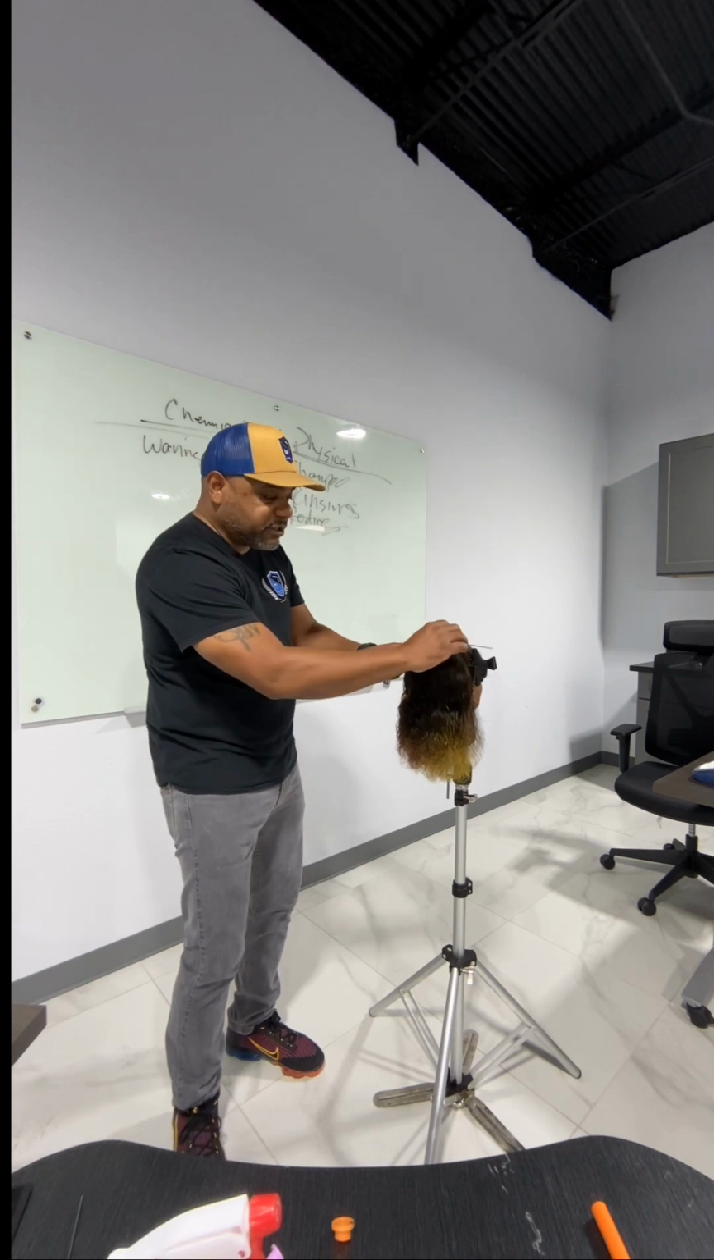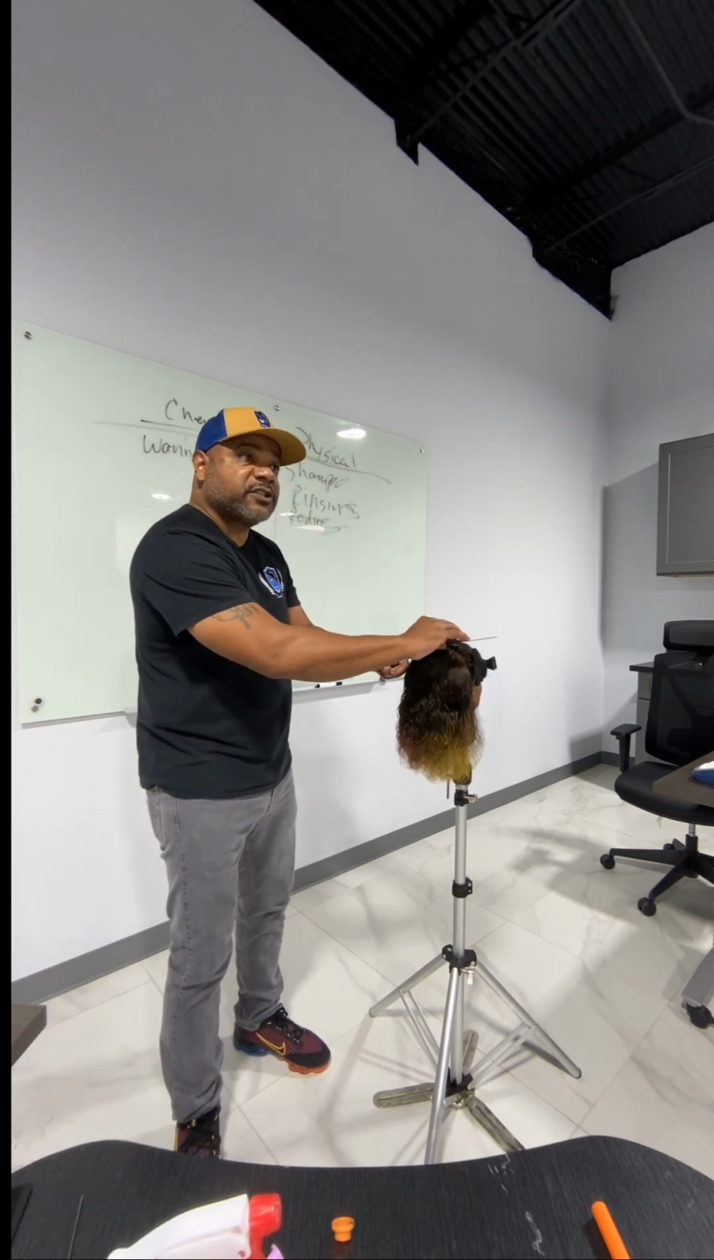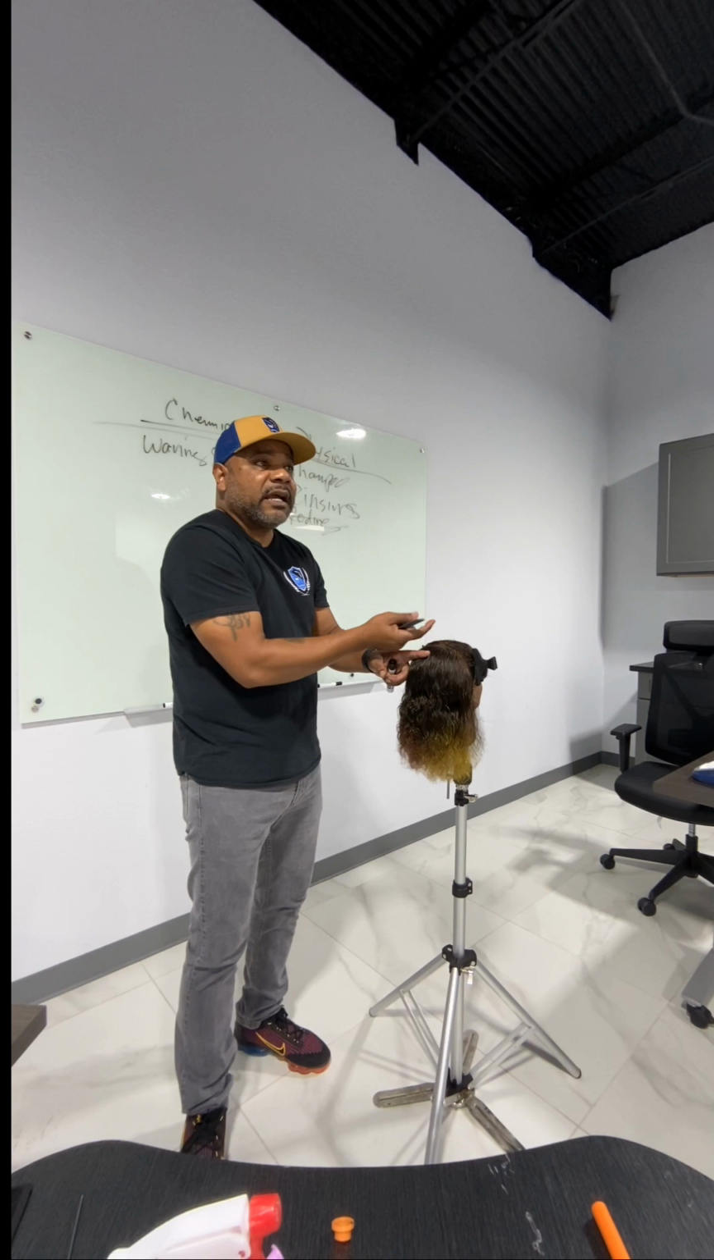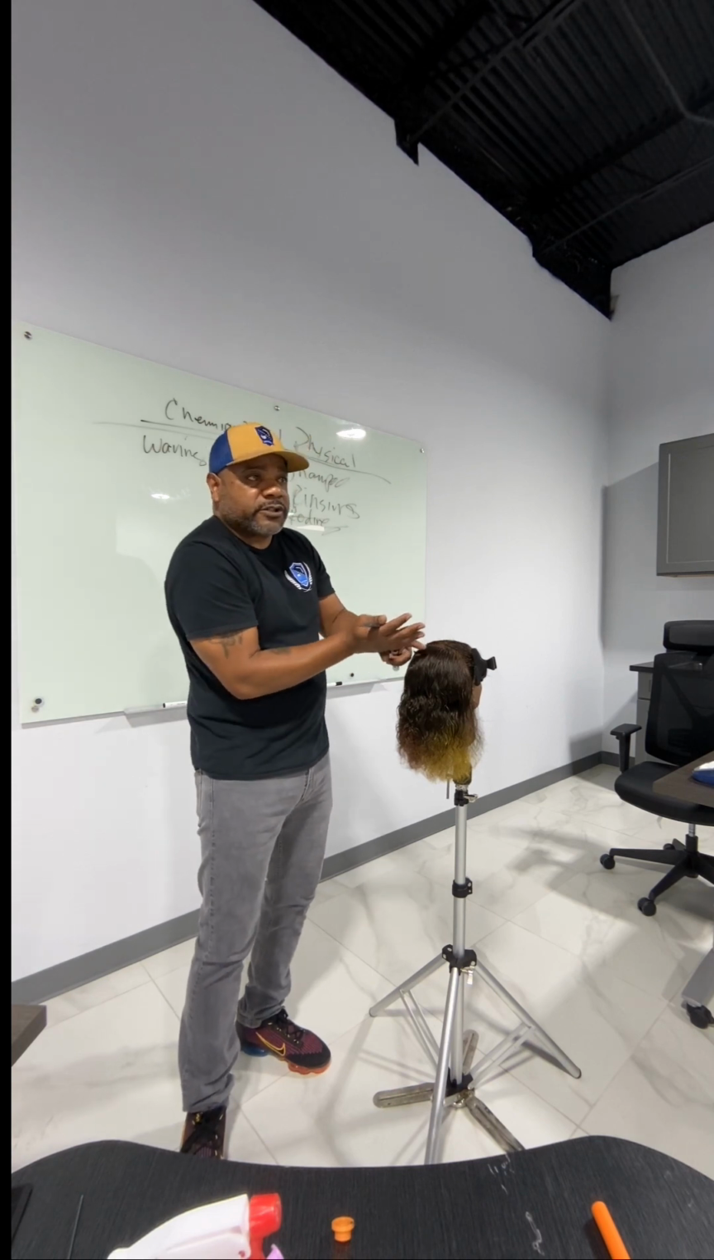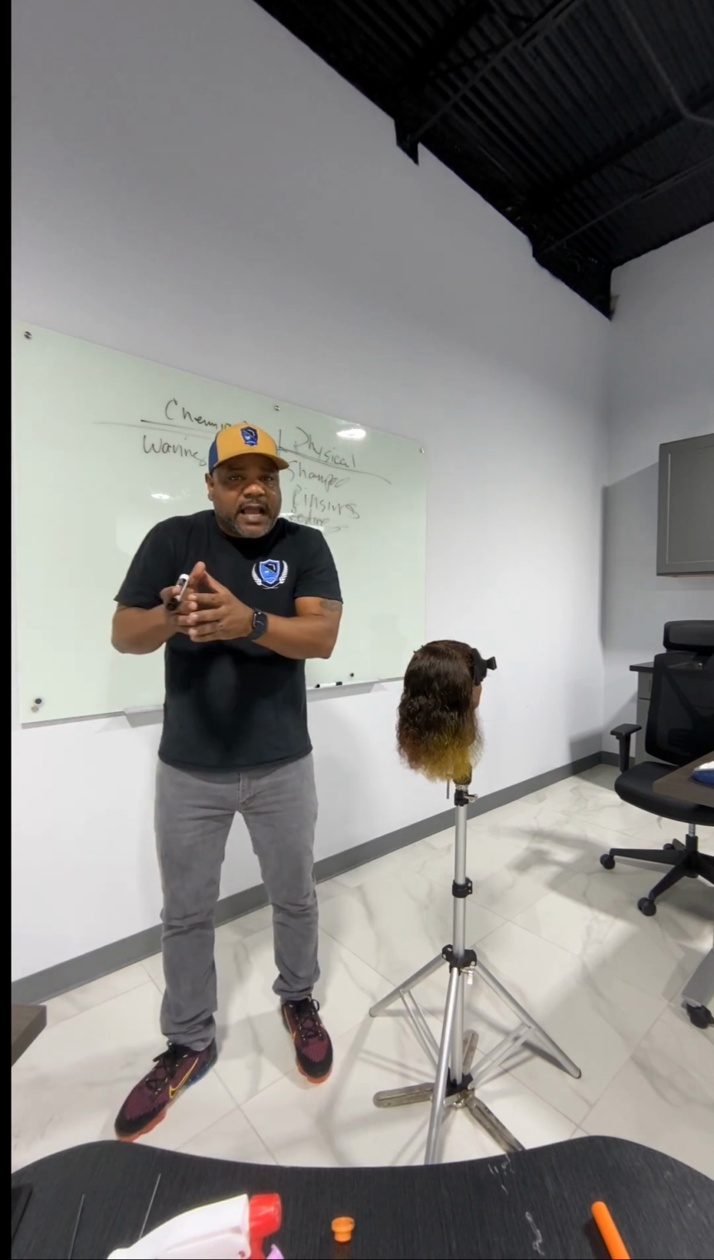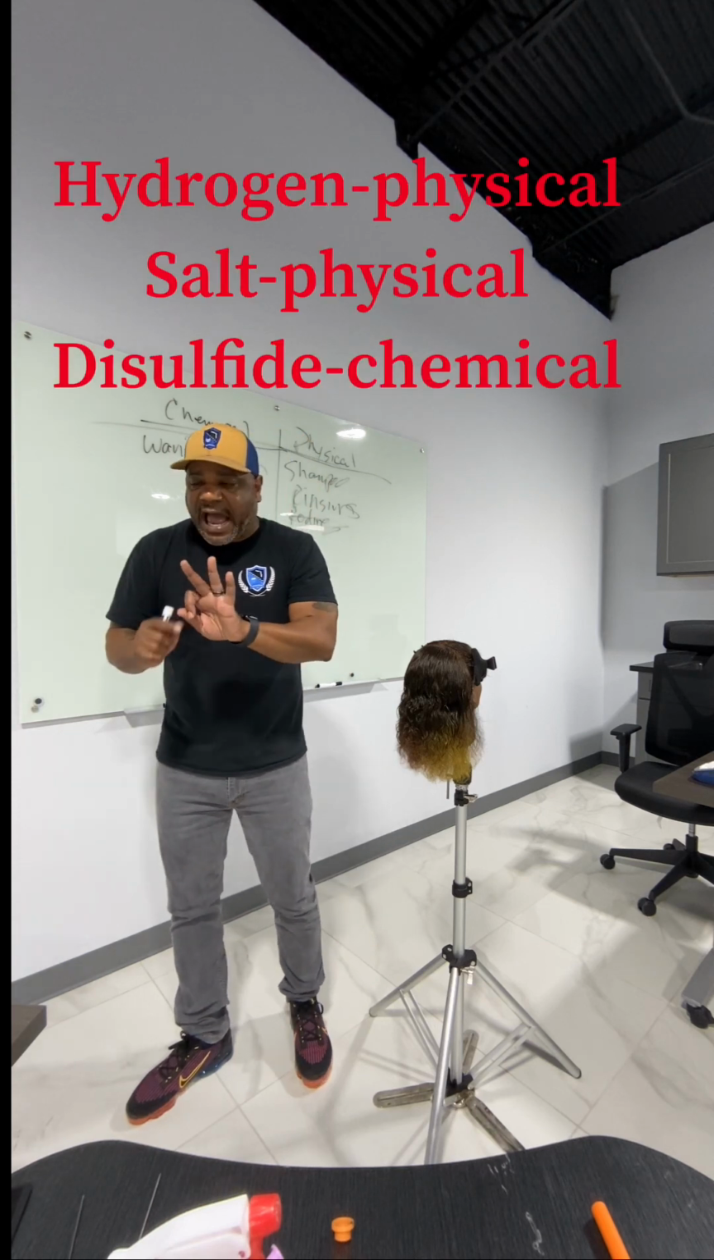Now, if I'm relaxing, I'm not rodding it, I'm smoothing it once I put my product on, right? And through the process of smoothing while the bonds are broken, I'm changing it from a curl to a straight path. So we have 3 types of side bonds. Let me reiterate it for you. You have 3 types of side bonds.